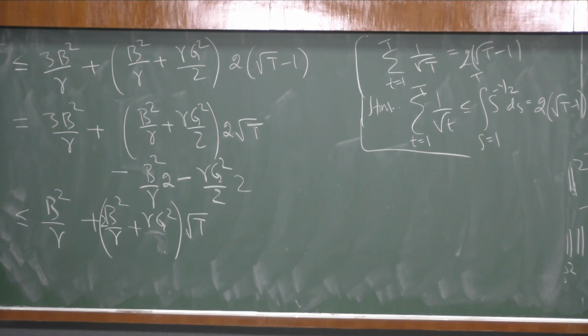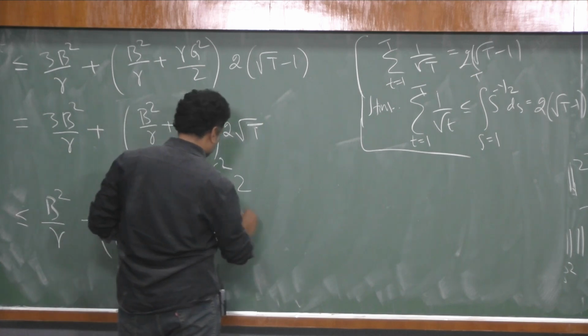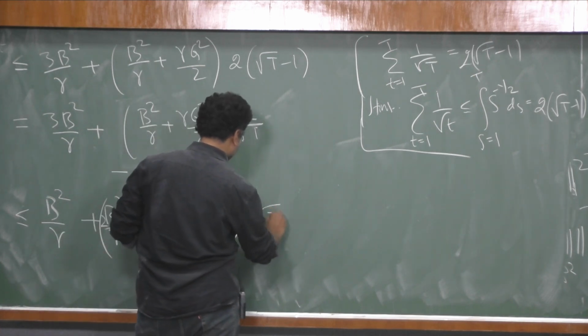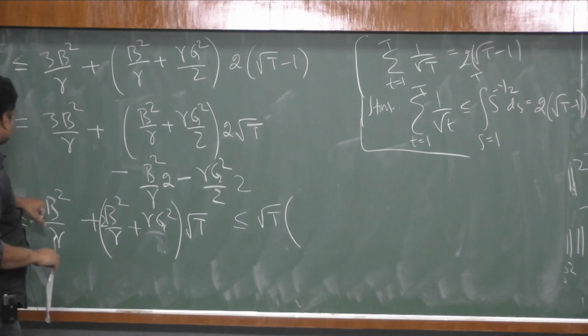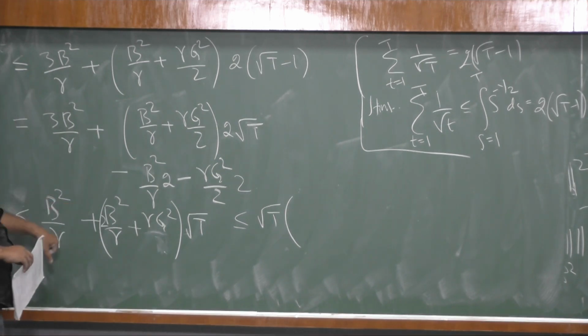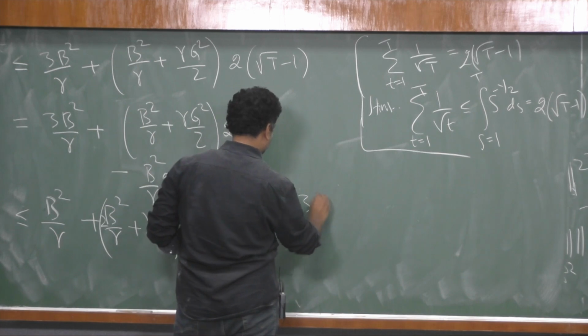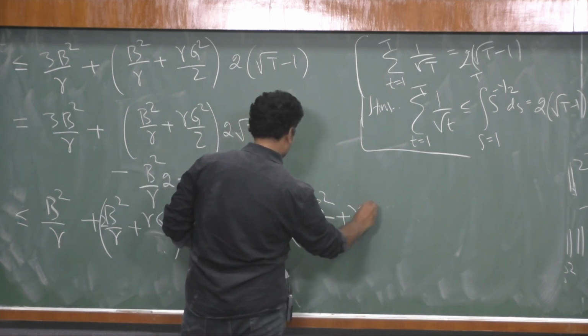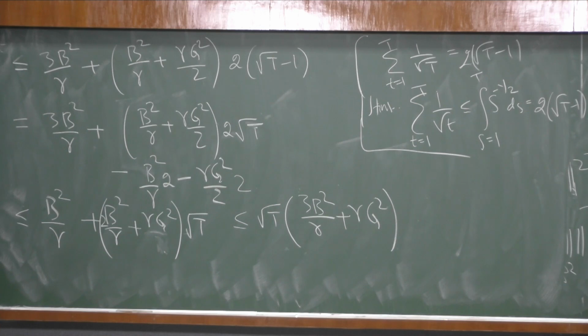That's it. And then now we will observe these 2 still remains an upper bound because it's greater than or equal to 1, and then we take the square root of t common on the whole, and then we have 3b squared by gamma as a final step, right? So we take this square root of t common, and then we multiply this. Basically, we multiply this by square root of t, so then we have 3b squared by gamma plus gamma g squared. So now we are supposed to get this for the average.